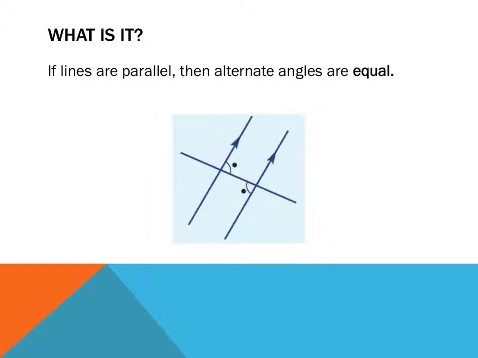Next type is alternate. See how they're on opposite sides, but because this transversal is cutting two parallel lines, this side almost looks identical, or like a mirror, to the other side. So these angles are called alternate. This little guy is alternate to this guy over here, and alternate angles are equal.